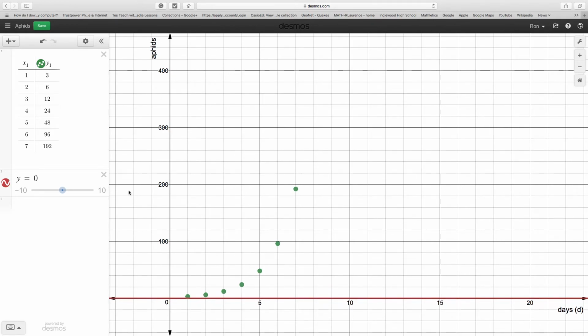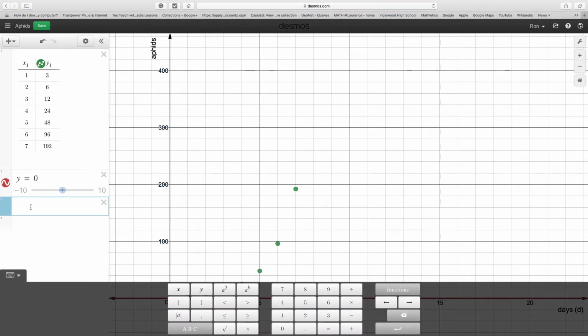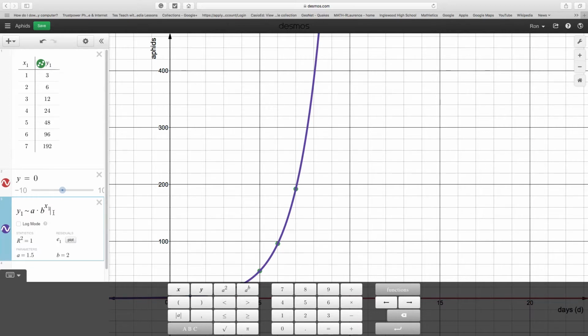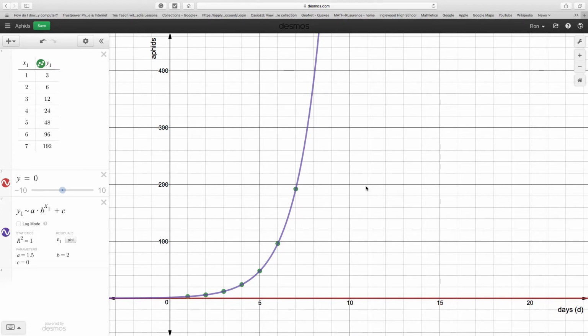And so I could actually now put in the function here, y1 equals a times b to the power of x1 plus c, and you can see again that a is 1.5 and b is 2, so our equation is simply y equals 1.5 times 2 to the power of x. So that's the first problem.